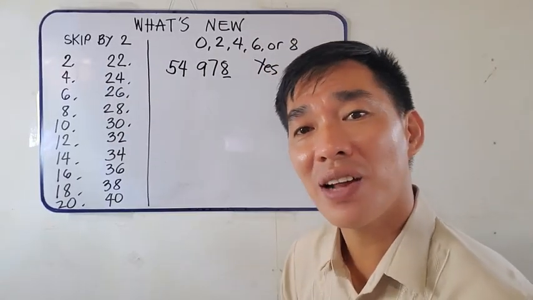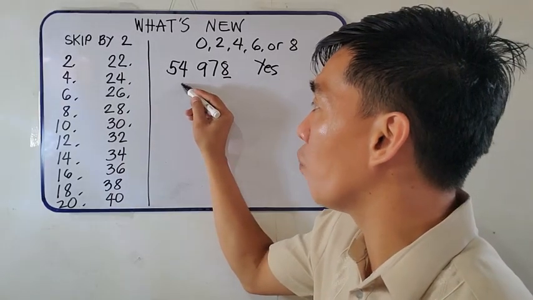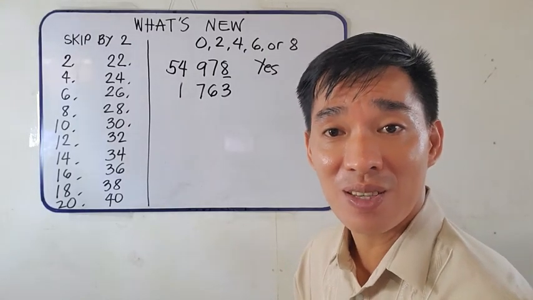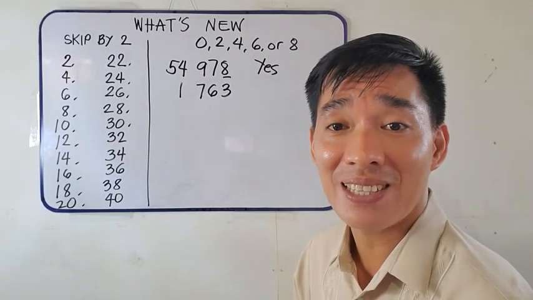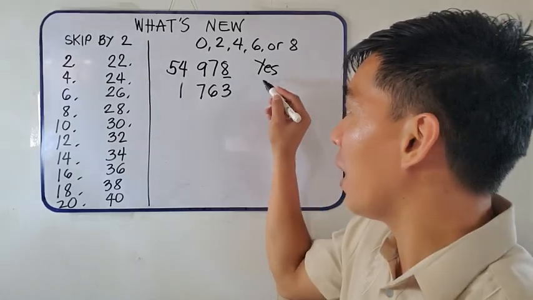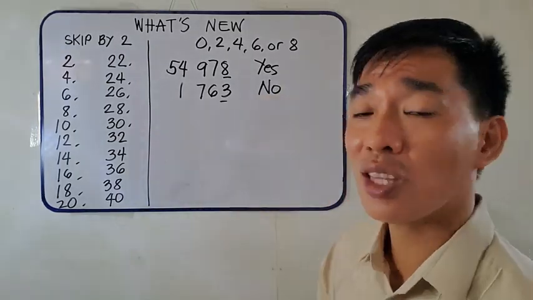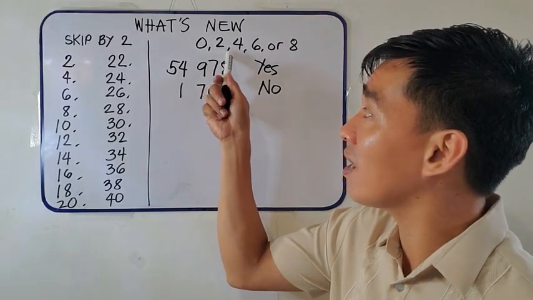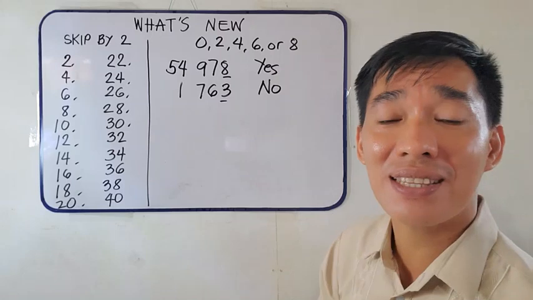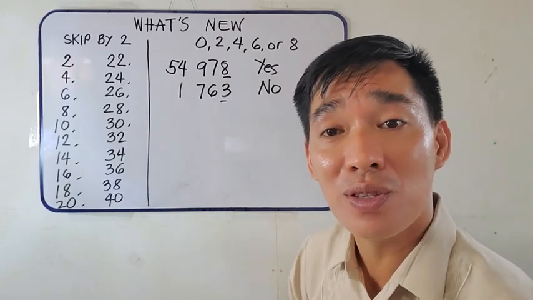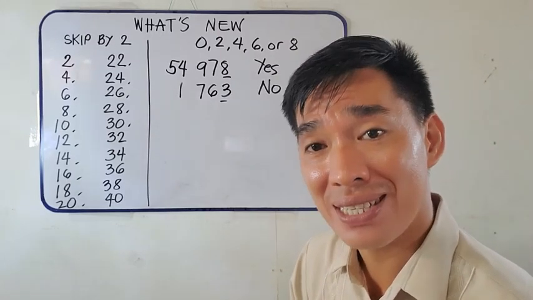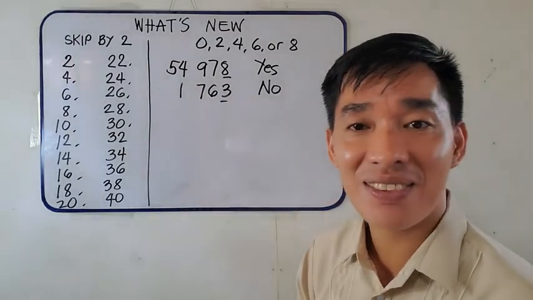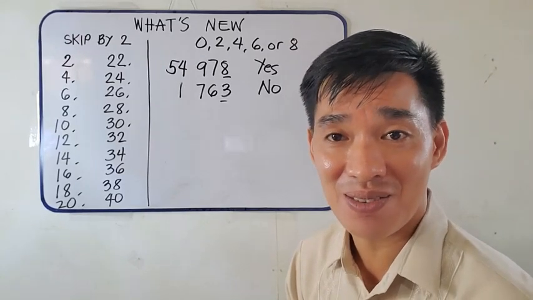Now, let me give you another example. How about if I have 1,763? Is that divisible by 2? The correct answer is no. Why? Because the last digit, or the ones place, is 3 and it's not an even number, or it does not end with 0, 2, 4, 6, or 8. Therefore, the whole number 1,763 is not divisible by 2.